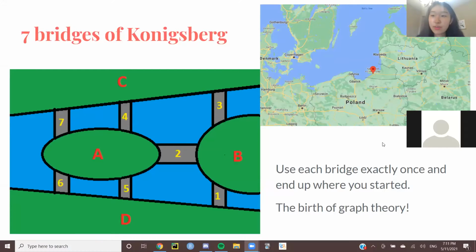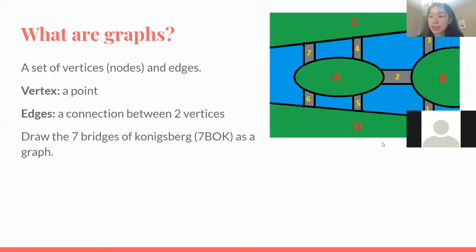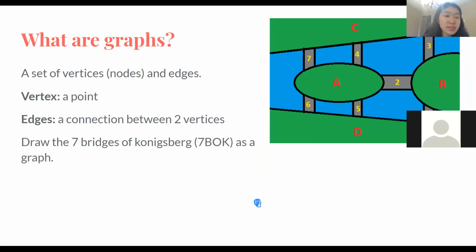All right, so first, what are graphs? We are going to be talking about graph theory today. We should probably learn what a graph is. A graph is basically a set of vertices or points or nodes and edges. So vertices are like a point like this, and an edge is a connection between 2 vertices, usually drawn like this. So that is an edge between 2 vertices.